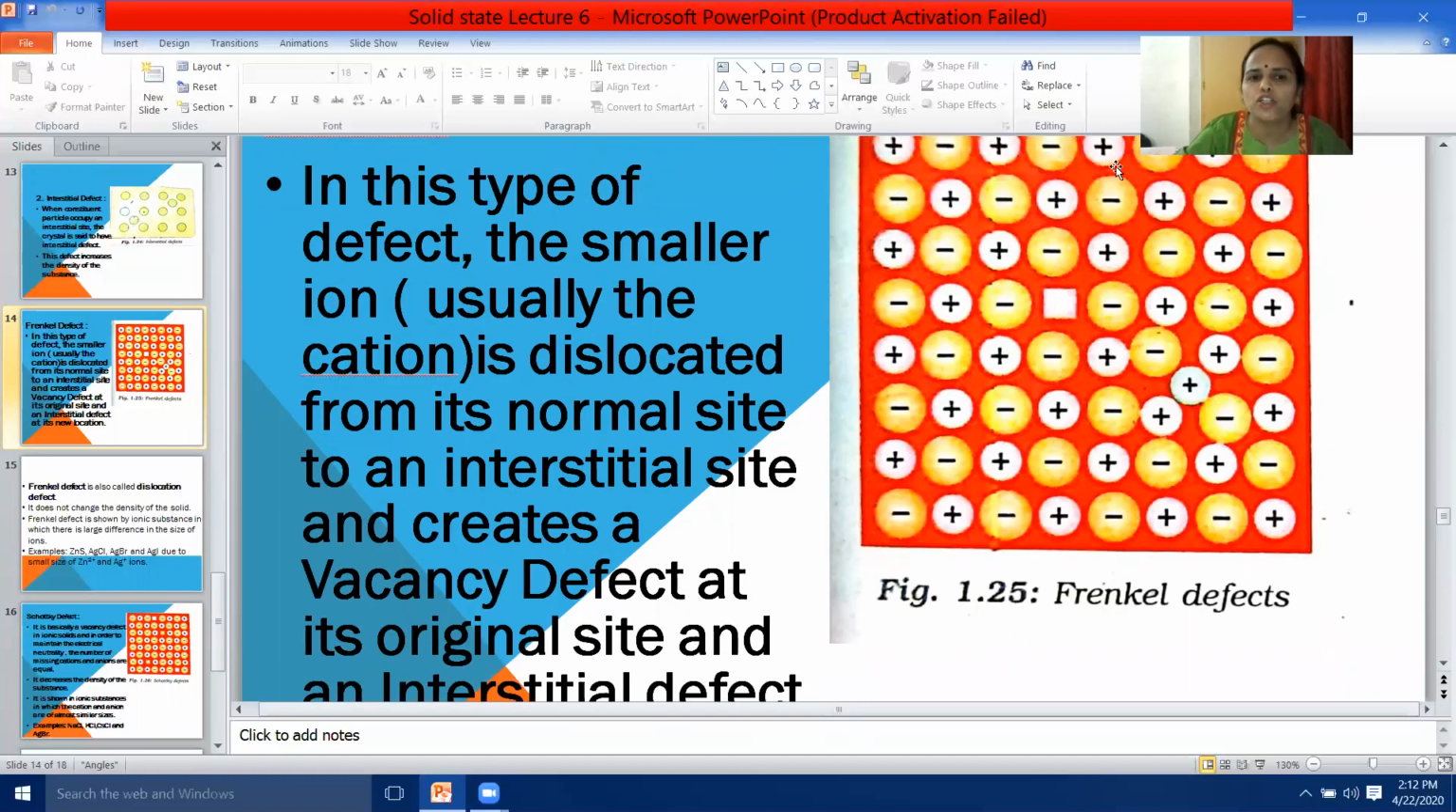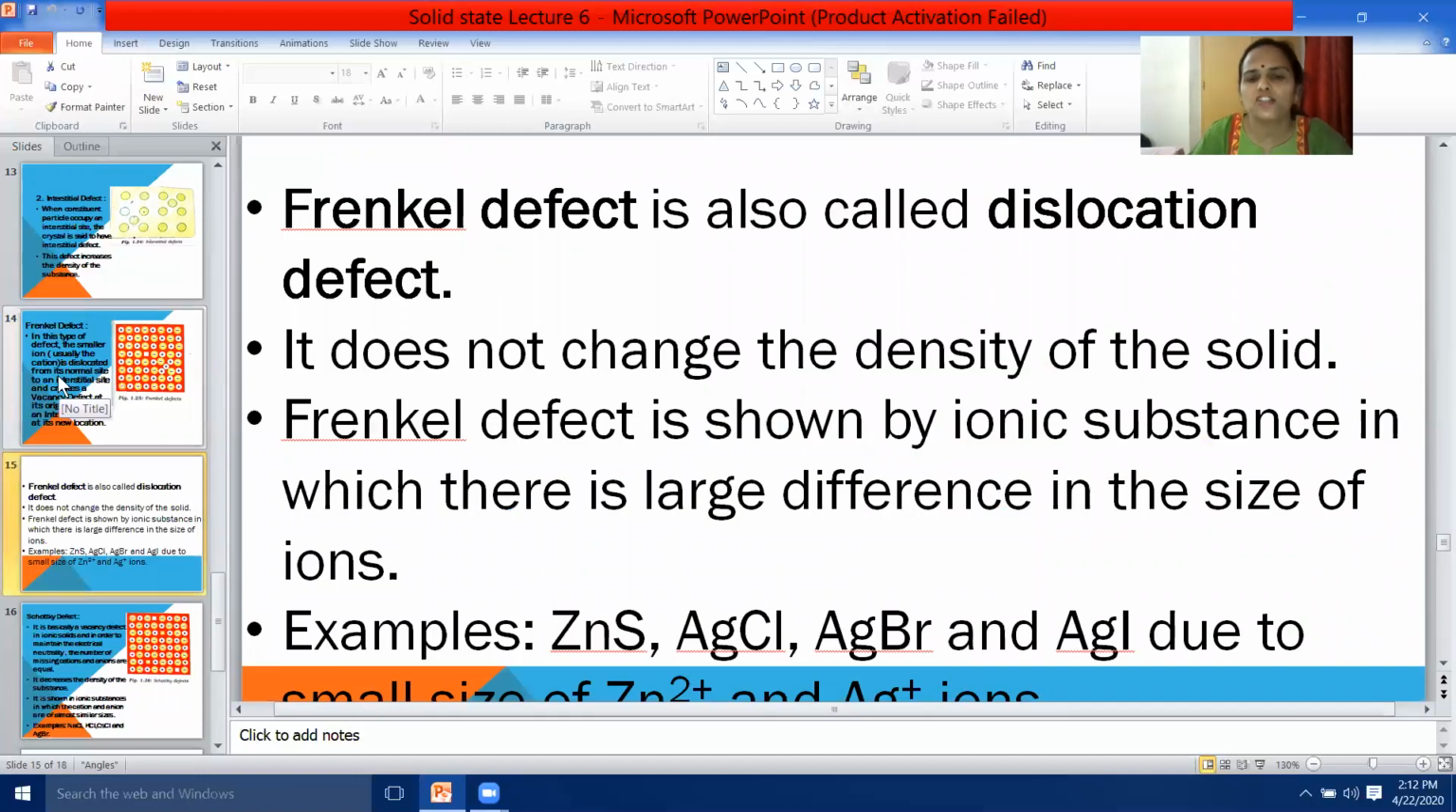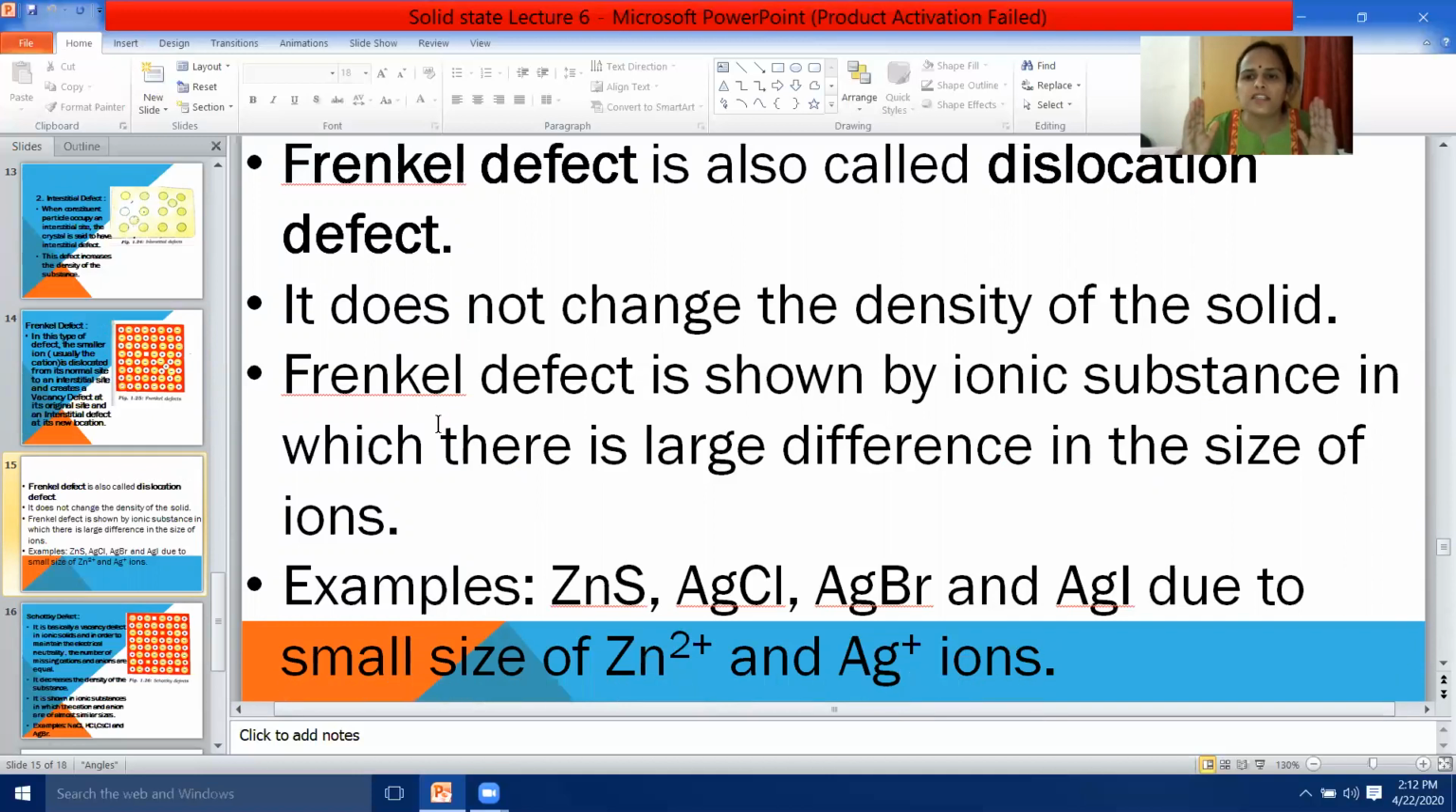The smaller ion is usually dislocated from its normal site and it creates a vacancy defect at its original site and occupies an interstitial position. These Frenkel defects are also called dislocation defects. It does not change the density of the solid. It does not affect the density of the solid.